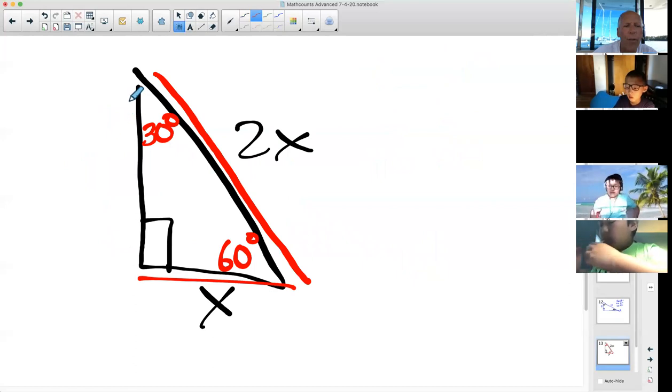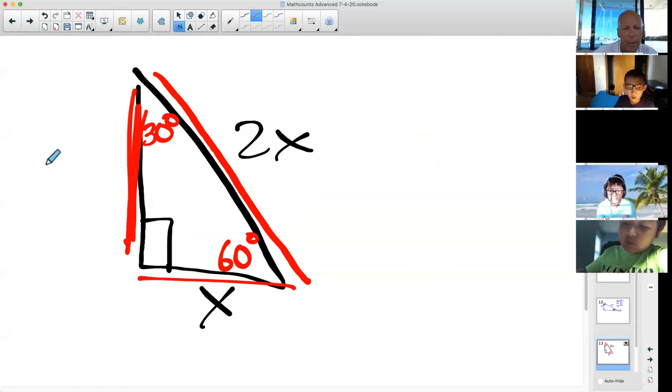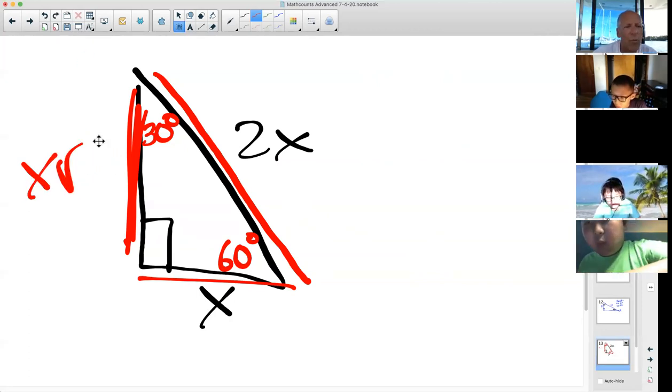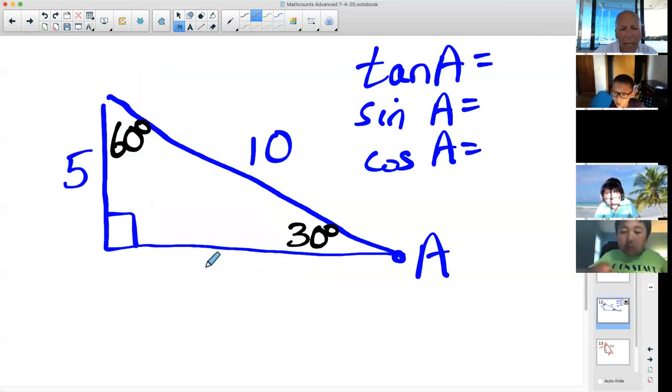And therefore, this side is what, everybody? Come on, across from the 60. 5 square root 3. It's x root 3. So that would be x root 3. And now you know that this guy is 5 root 3.